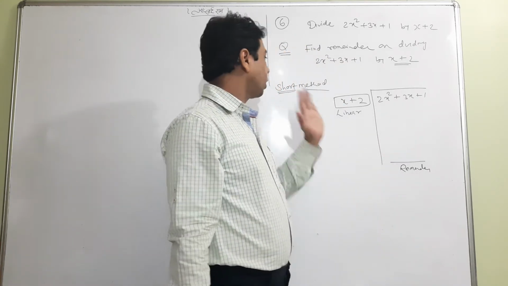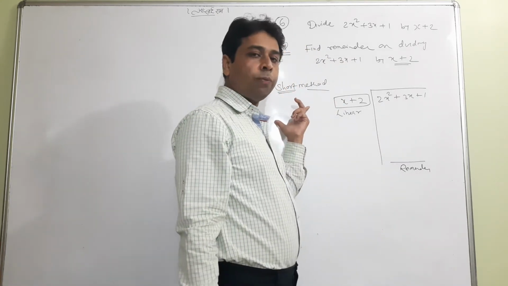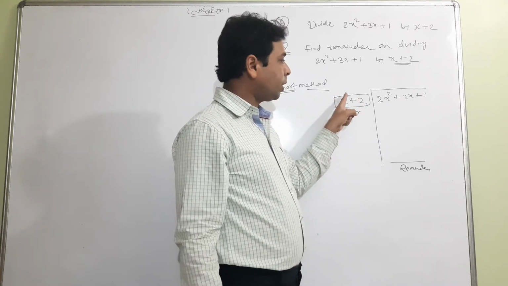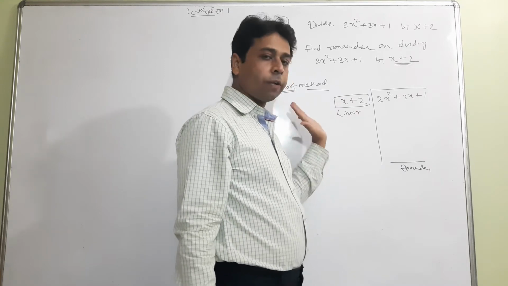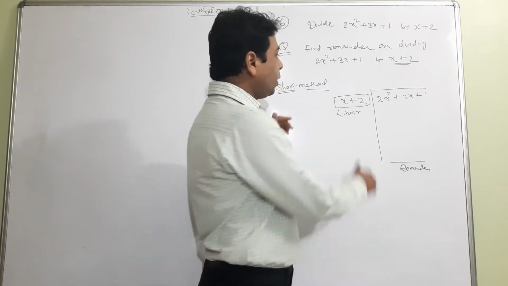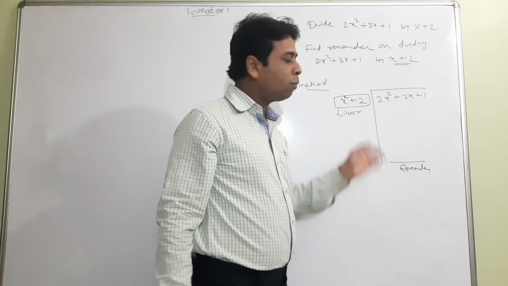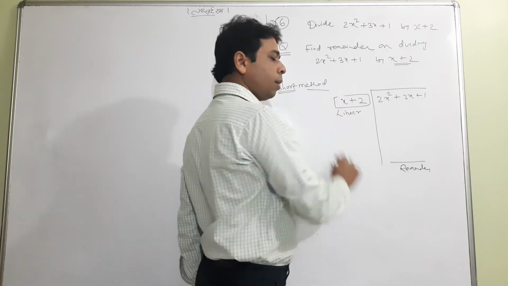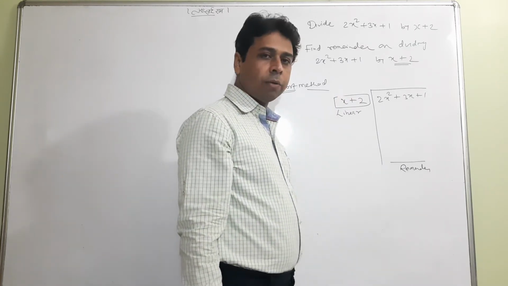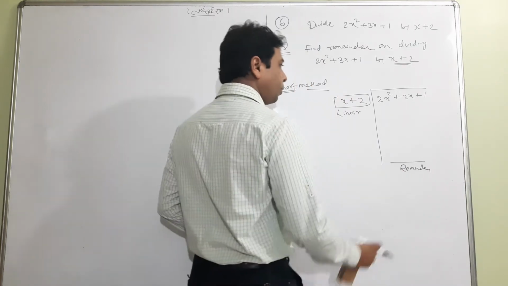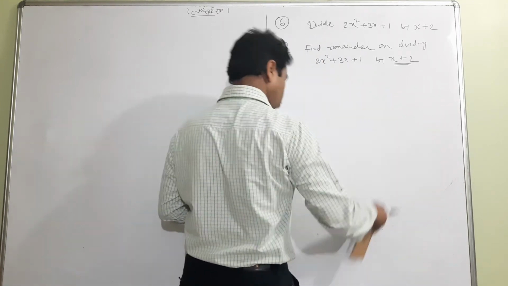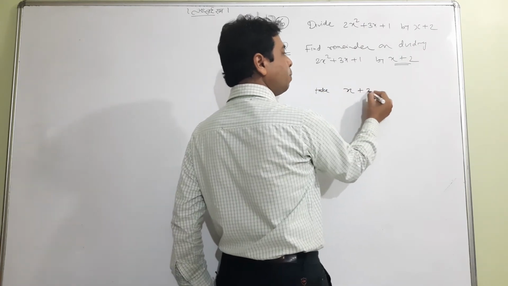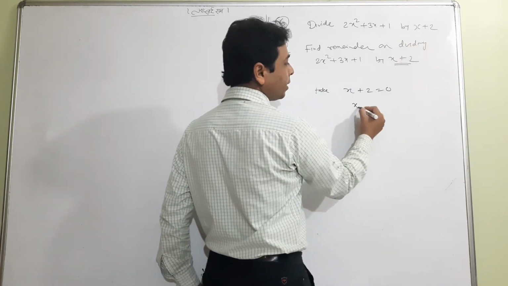But this trick, the short method, will only be followed when the divisor is linear. If it is quadratic or something else, the short method or trick will not be followed. If it is something like x square, you will have to divide and get the remainder. No other method is there. But if it is linear and you want to find the remainder without dividing, you can get it. How? I tell you. This is the remainder formula, also the remainder theorem. First take x plus 2 equal to 0 and get x equal to minus 2.